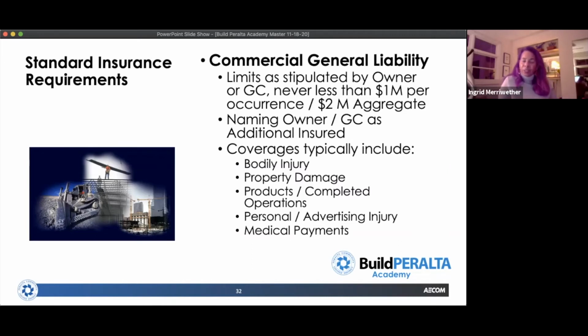Generally, your requirements are going to be that you maintain a minimum of $1 million per occurrence and a $2 million aggregate. So per occurrence means how much the insurance company would pay for a single occurrence. And the word occurrence is really important to understand, that means an event. It doesn't mean the number of people who were affected by that event.